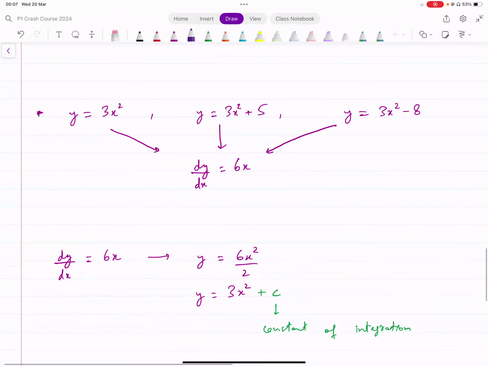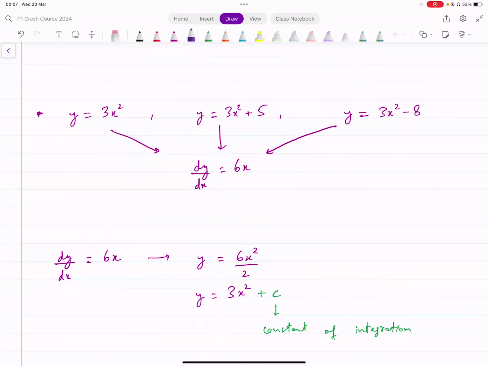Okay, I hope that makes sense. So that's why whenever we integrate, we will have a plus c there, right? Like this. All right, and that's it for today. This is all that you need to know.